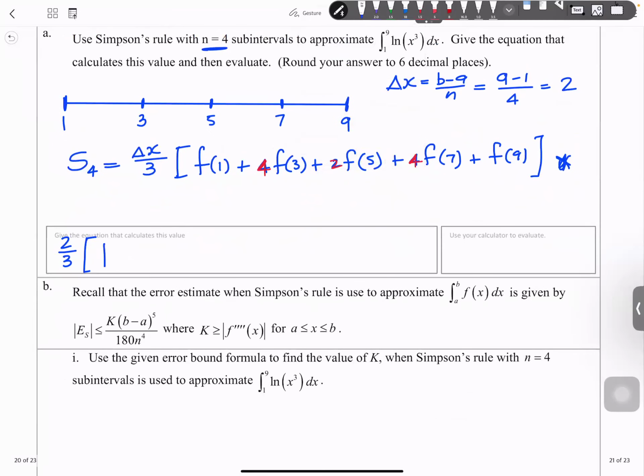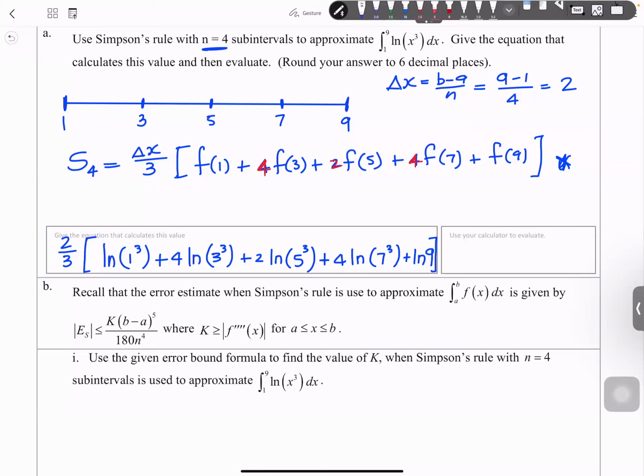All right, what is f of 1? It's going to be the natural log of 1 cubed, right? Plus 4 times the natural log of 3 cubed, plus 2 times the natural log of 5 cubed, plus 4 times the natural log of 7 cubed, plus the natural log of 9. I had to squeeze that in.